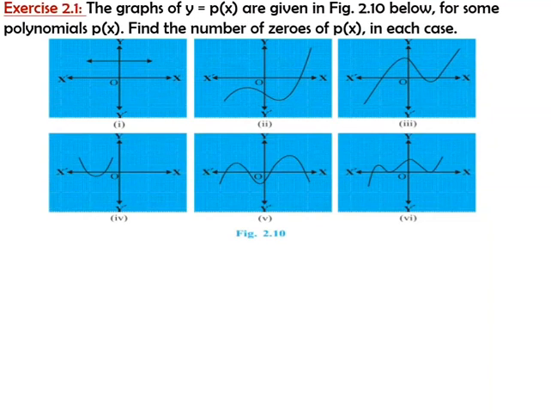Then exercise 2.1. The graphs of y equal to p of x are given in the figure below for some polynomials p of x. Find the number of zeros of p of x in each case. Same type of problem as in the example.